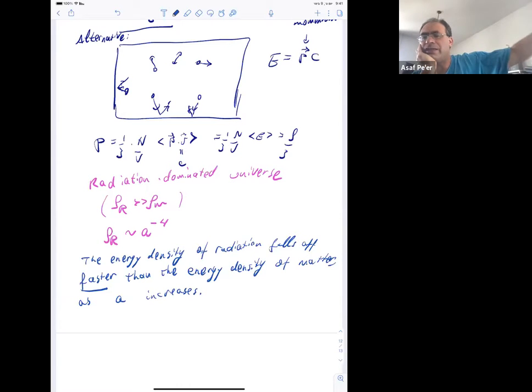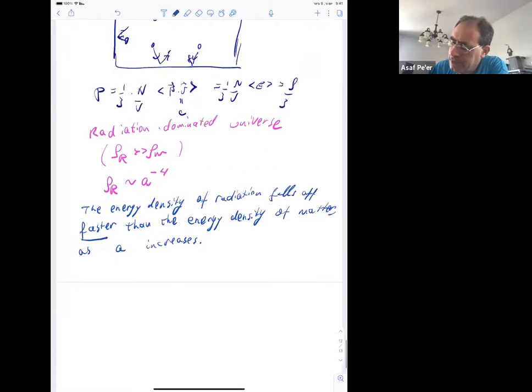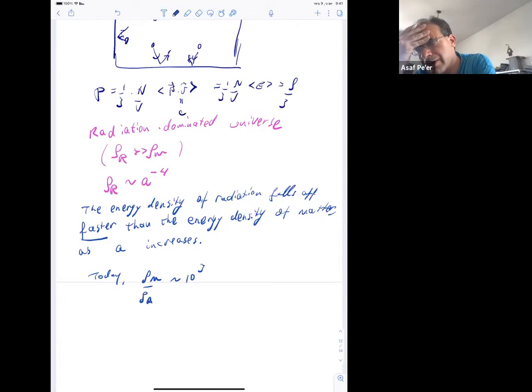But you have radiation from the sun, you see radiation from the stars, right? But as far as energy density in the universe as a whole, most of the radiation comes from the cosmic microwave background. Today we know that raw matter over raw radiation is about 10 to the 3, depends how you count, some few times 10 to the 3. But this is today.